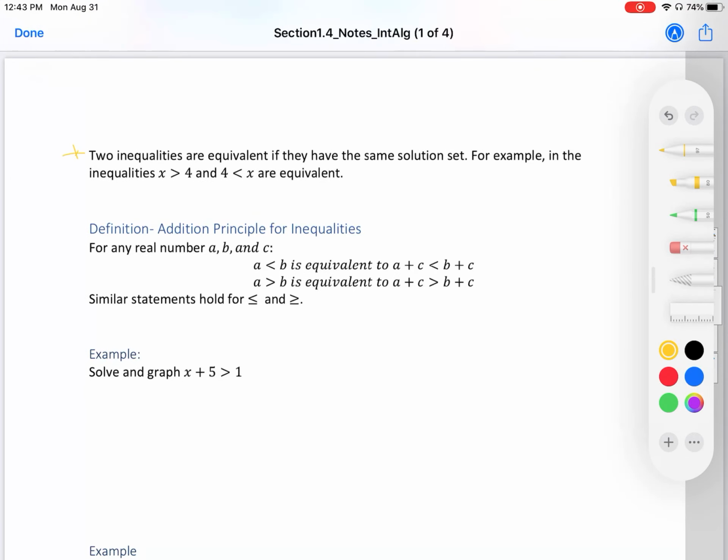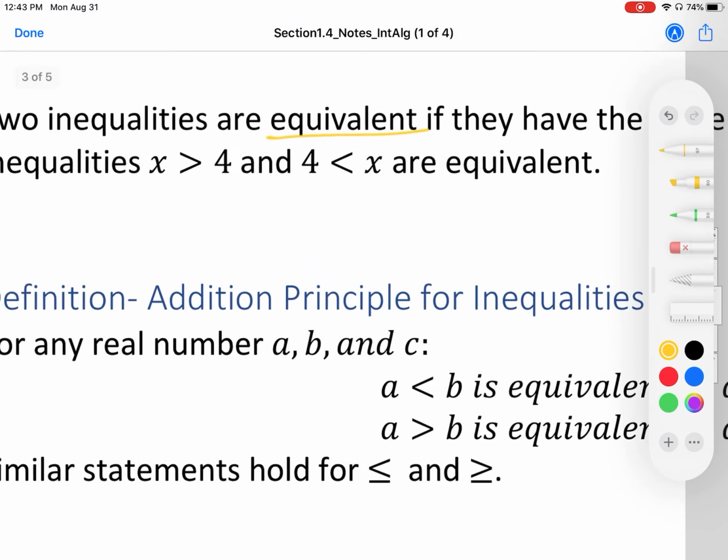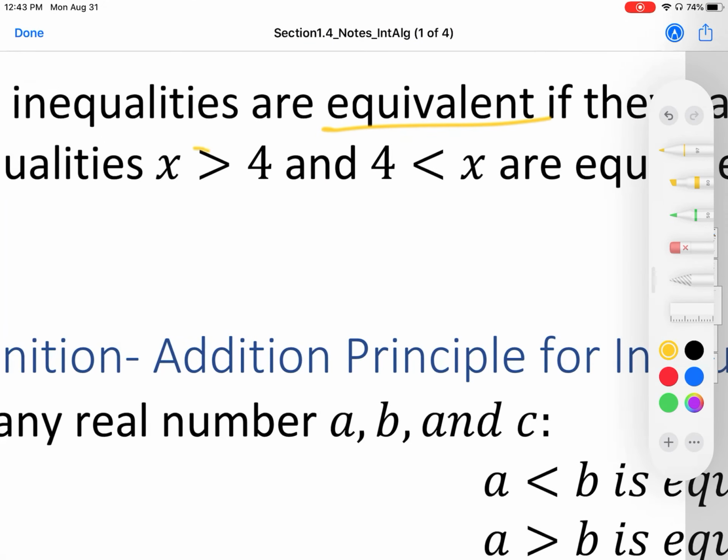Here's a quick note. Two inequalities are equivalent if they have the same solution set. For example, the inequalities x is less than 4, x is greater than 4, and 4 is less than x are equivalent. Notice if you look closely, x has the larger opening and 4 has the smaller opening. Same thing here, 4 has a smaller opening and x has a larger opening. The values are just swapped. But whether it had the larger or the smaller opening, that stays the number.